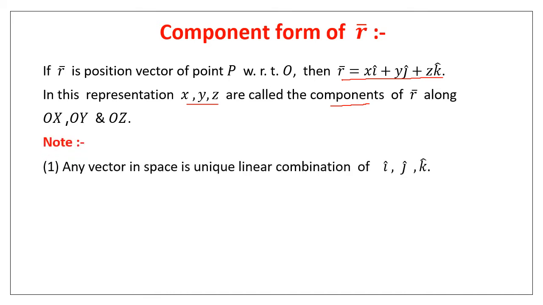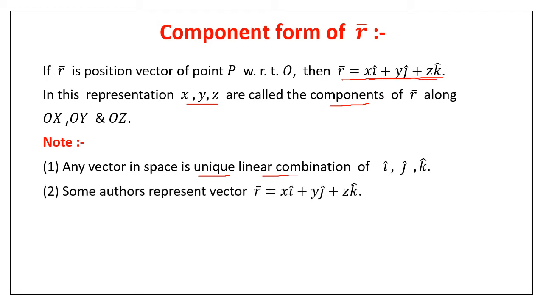Note, first, any vector in space is a unique linear combination of I cap, J cap and K cap. See student, P having coordinates X, Y, Z, then its unique linear combination is XI cap plus YJ cap plus ZK cap. Now, we'll write R bar as XI cap plus YJ cap plus ZK cap.